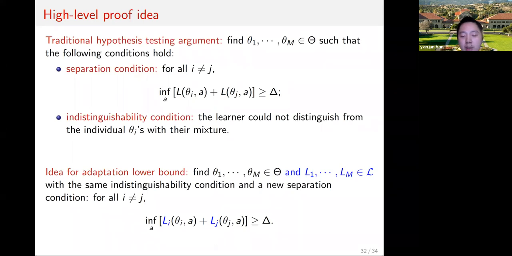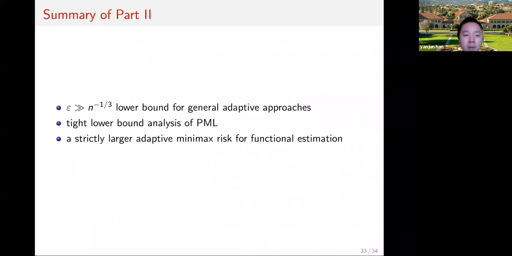And by choosing appropriate theta i's and Li's, we arrive at the final adaptation lower bound shown in the previous main theorem. To conclude part two, we show that epsilon much greater than n to the power minus 1/3 is a lower bound for general adaptive approaches to be optimal. This result also implies a tight lower bound analysis of the PML and also a strictly larger adaptive minimax risk for functional estimation. That is, there is a strict price to pay for adaptation when epsilon is very small.